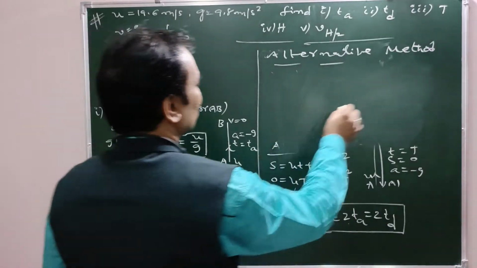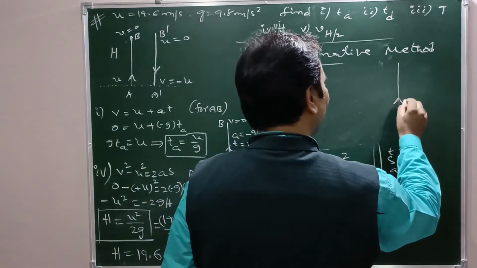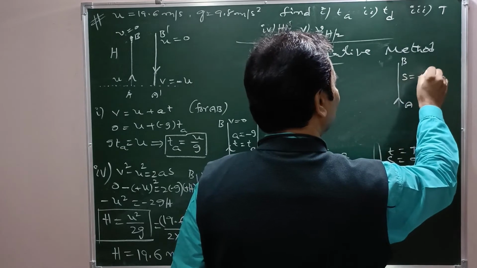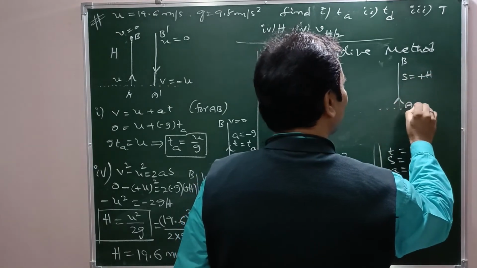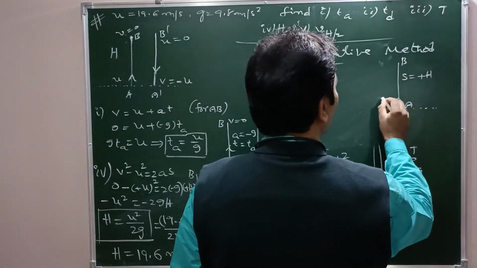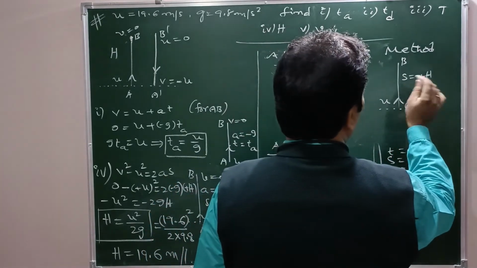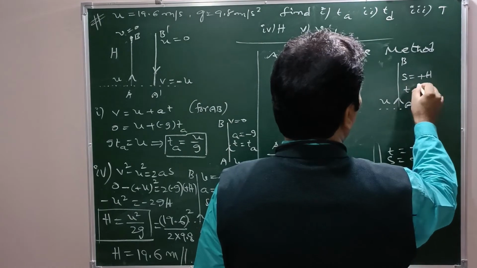Take the segment A, B. S equal to plus h. This is the reference line. U positive, S positive. T equal to t_a.